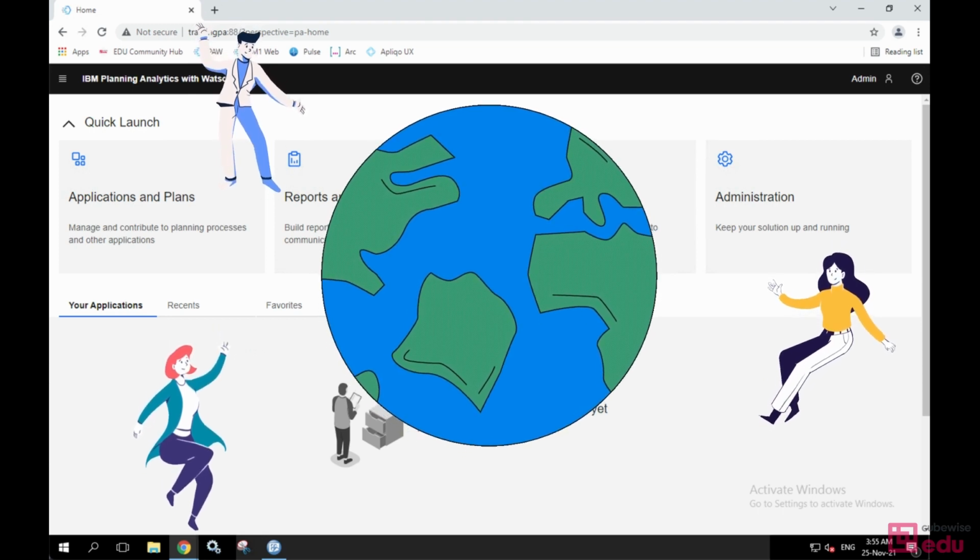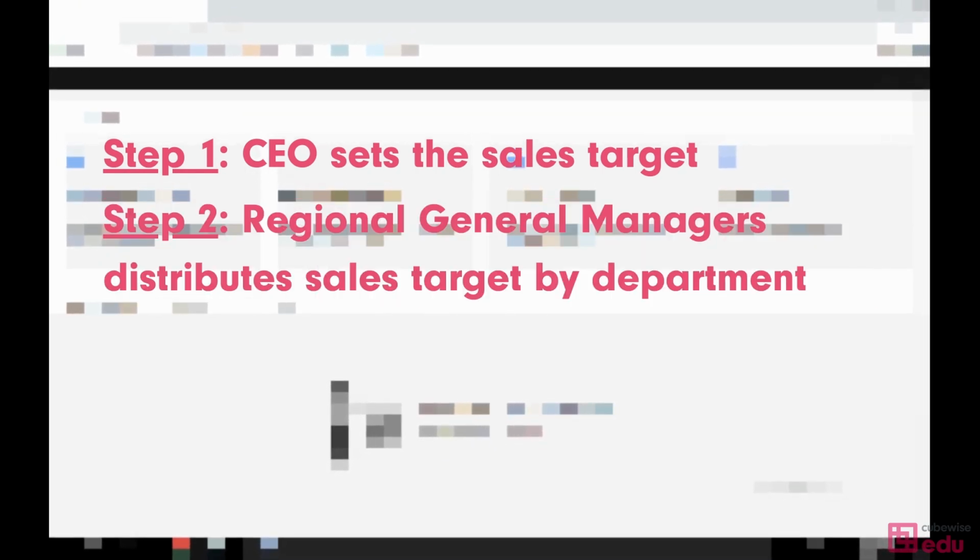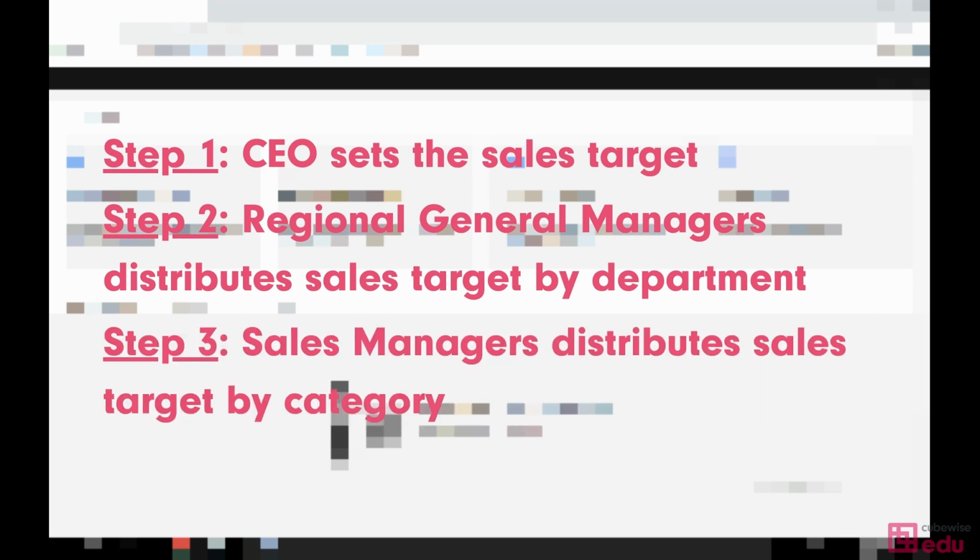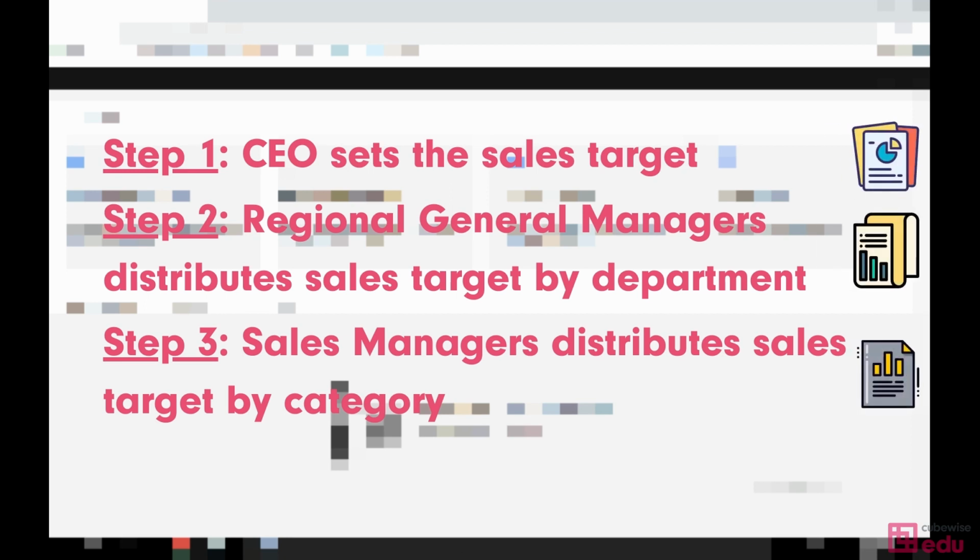A simple top-down planning approach could go: Step 1. CEO sets a sales target. Step 2. Regional general managers distribute sales target by department. Step 3. Sales managers distribute sales target by category. Each step would have unique assets beneficial for that team to complete their job.